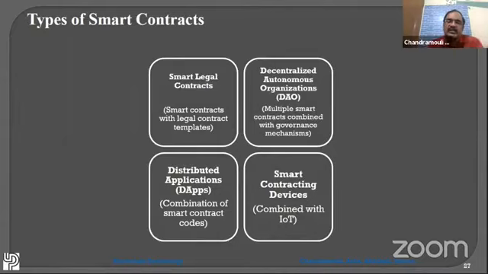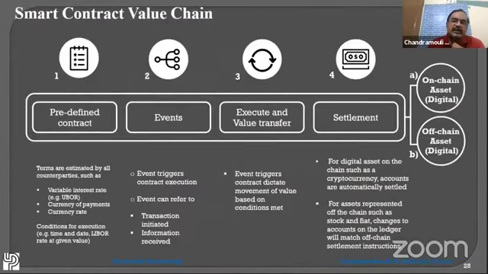We also have distributed applications, DApps. I want to distribute particular apps across the network, and that concept is called a distributed application. Like this, we have different types of smart contract possible with blockchain technology. This is the value chain of the smart contract: we have a predefined contract, and some event executes. When the events are met, it executes, and then finally the legal settlement happens, right?